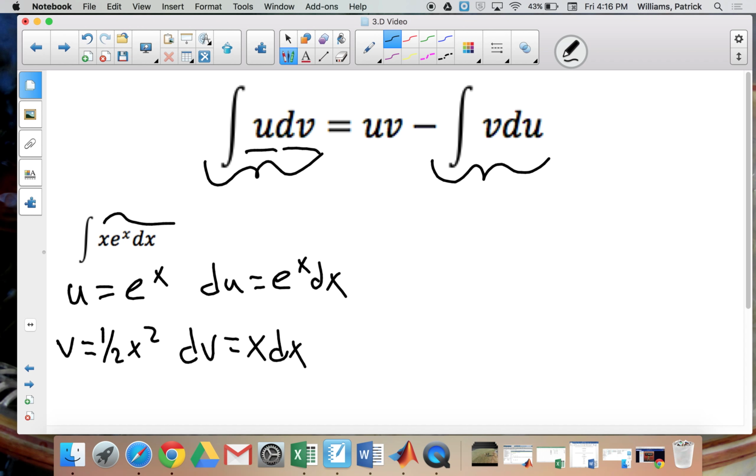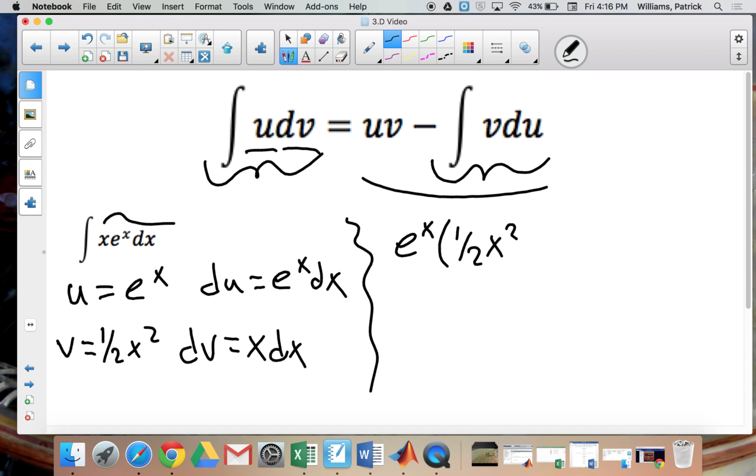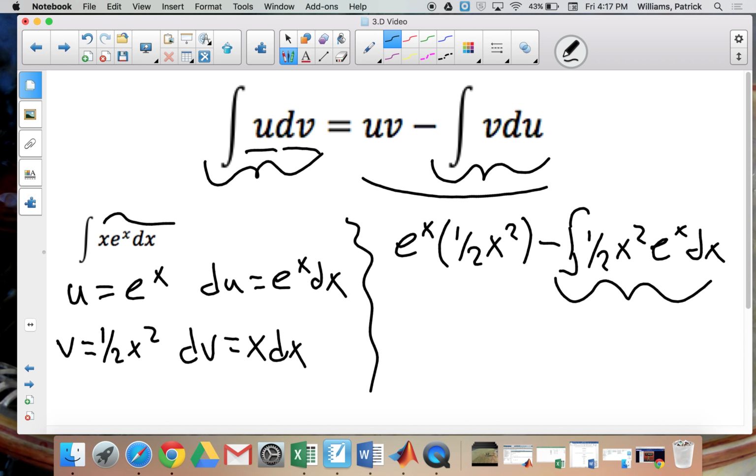So if we put this u, du, v, and dv into our integration by parts formula, what we end up getting is u times v is e to the x times 1/2 x squared, then minus the integral of v du. So this will be the integral 1/2 x squared times du, which is e to the x dx. And immediately you can see, compare this integral to the one we started with. The integral we got now is more complicated than the one we started with. So basically, we picked a bad u and a bad dv.